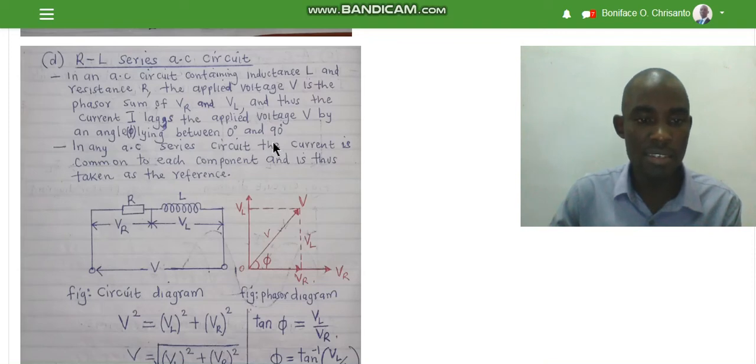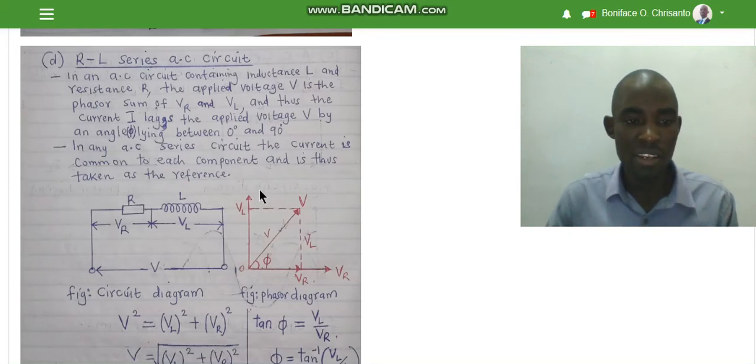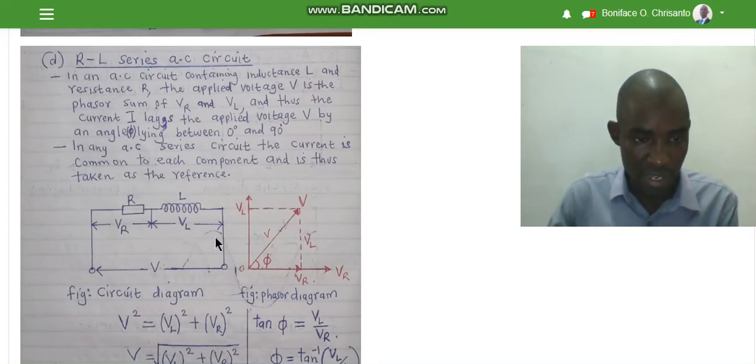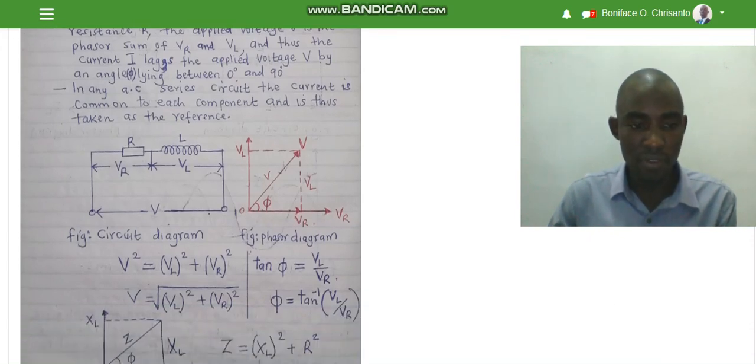In an AC series circuit, the current is common to each component and is thus taken as the reference. We have said that in a series circuit, current is the same across the components. So if this is our circuit, the resistor and the inductor are connected in series. Because the two components are connected in series, the current across the resistor and the current across the inductor will be the same. That is the reason why current will be taken as the reference when we are drawing this particular circuit.